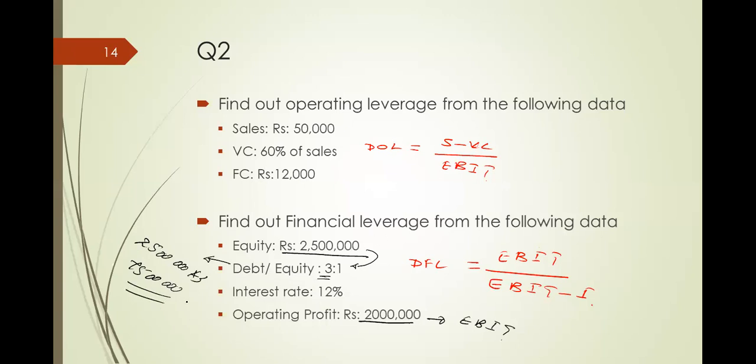Then 7.5 into 12%. Tell me the answer. 900,000. 900,000 is the interest.